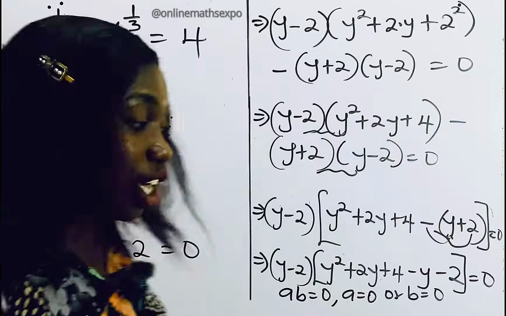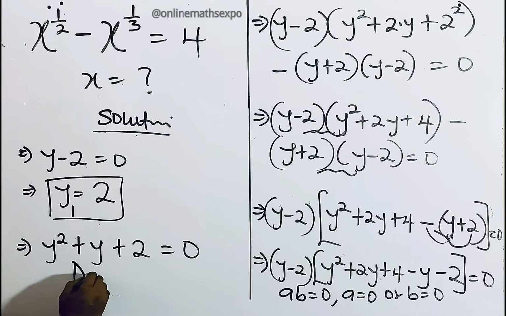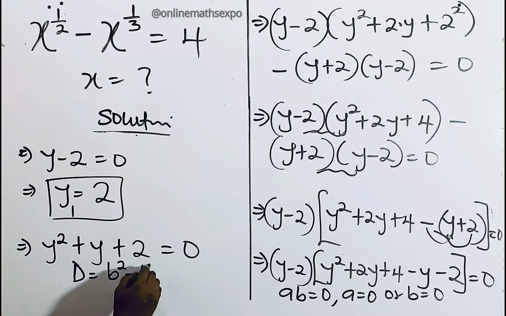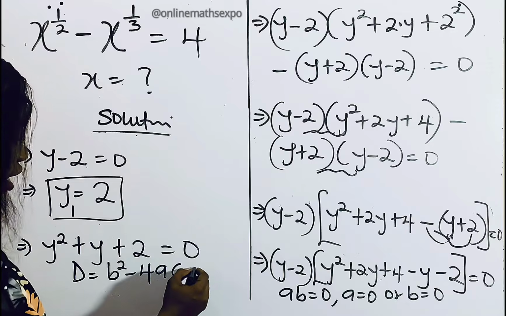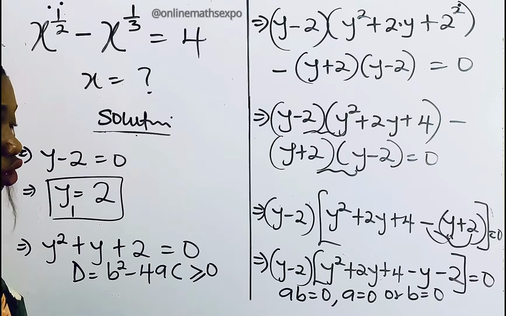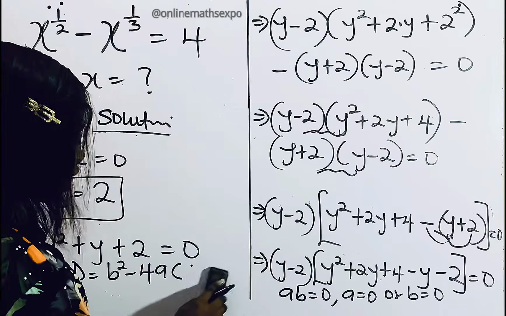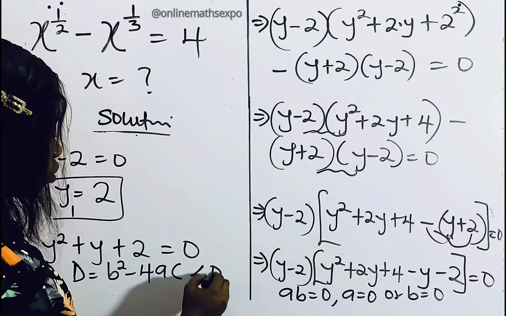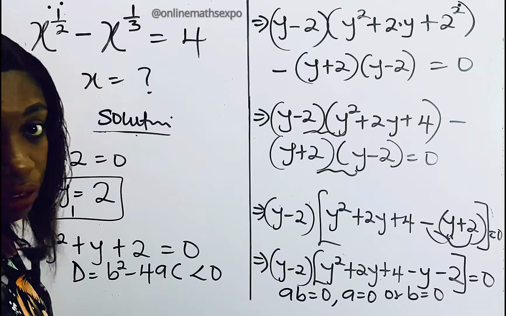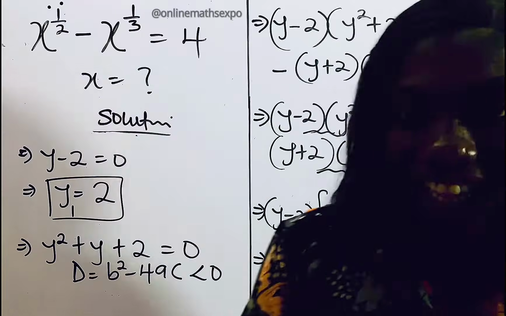In that case, to check for the nature, we use our discriminant, which says that D is b squared minus 4ac. And if this is greater than 0 or greater than or equal to 0, we are going to accept it. It becomes real. But if it is less than 0, then we are going to reject it, because it will give us a complex solution. Now let's do that together.